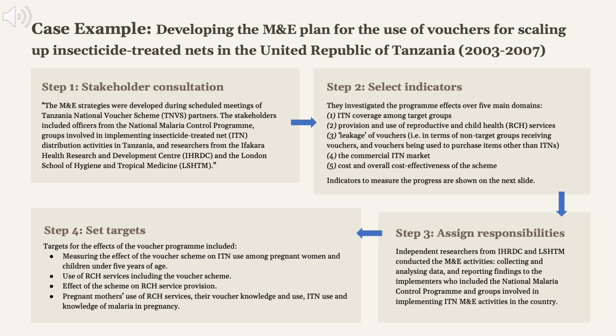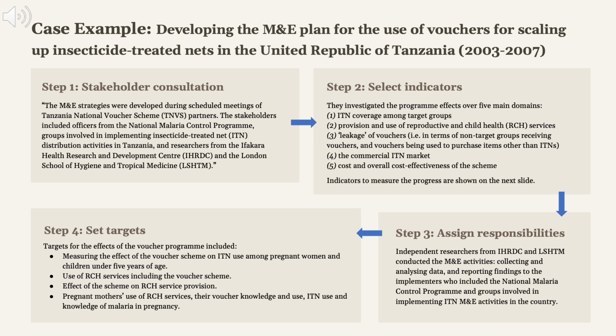Here, we have a real-world example of how a monitoring and evaluation (M&E) plan was created and implemented. This one is from the Tanzania National Voucher Scheme, TNVS, which ran from 2003 to 2007. The program aimed to scale up the use of insecticide-treated nets, ITNs, among vulnerable populations using a voucher system. The first step in developing the M&E plan was to engage relevant stakeholders through consultation.